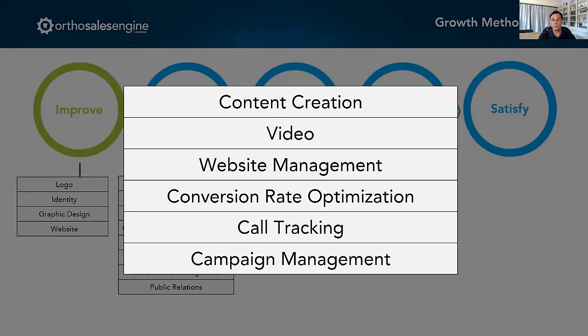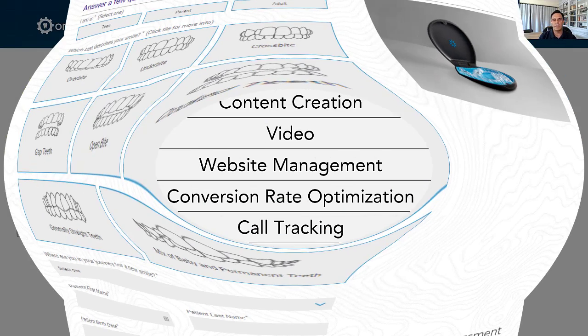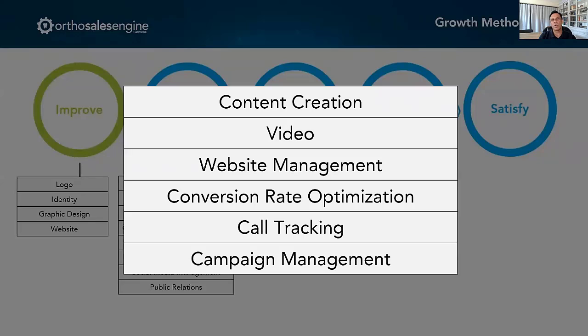So you could do a really good infographic about what it's like for your first visit. You could do an Invisalign assessment, like a little quiz. It's some sort of content that's interesting enough and valuable enough to your audience that they're willing to trade their information for it. That's one way to convert someone into a lead.